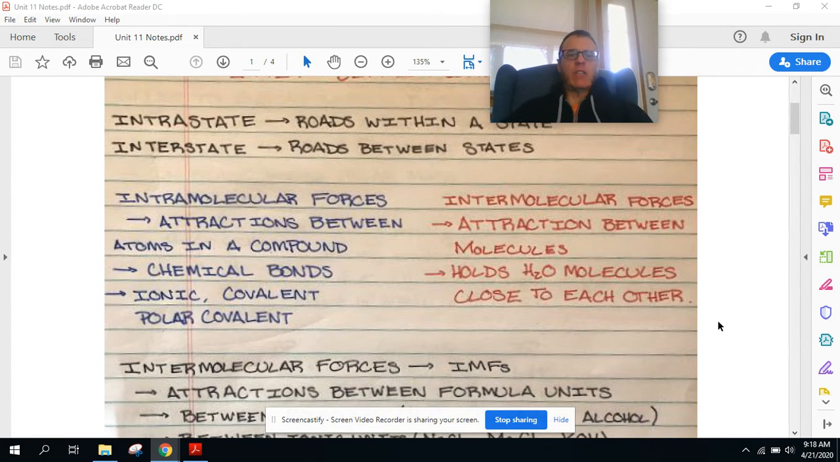So intramolecular forces in blue, those are attraction between atoms in a compound. So it's like chemical bonds. We're talking covalent bonds and things like that. Ionic bonds, covalent bonds, polar covalent bonds, those are going to be important.